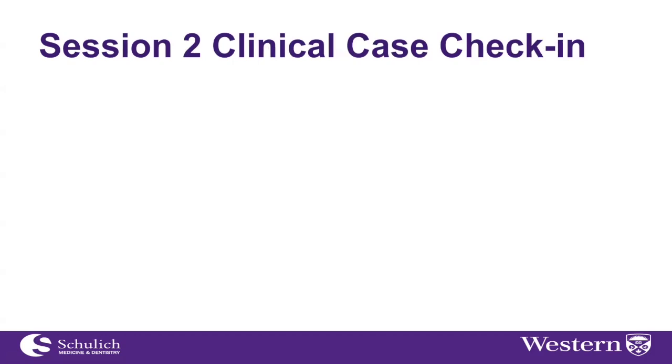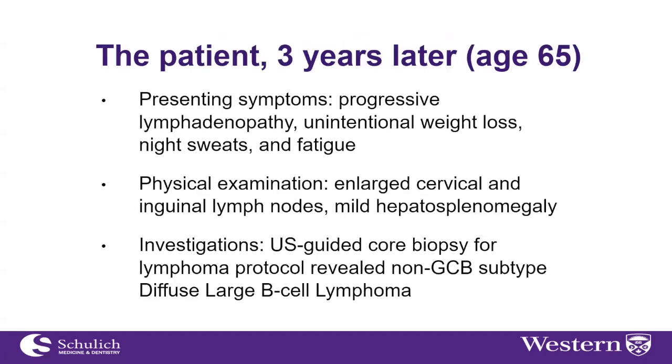And so the case continues. What's happened to Richard? So 3 years later, now Richard is 65. He's now presenting with progressive lymphadenopathy, unintentional weight loss, night sweats, and fatigue. The physical examination shows enlarged cervical and inguinal lymph nodes that are palpable. He also has mild hepatosplenomegaly. The ultrasound-guided core biopsy for lymphoma protocol revealed non-GCB subtype, diffuse large B-cell lymphoma.